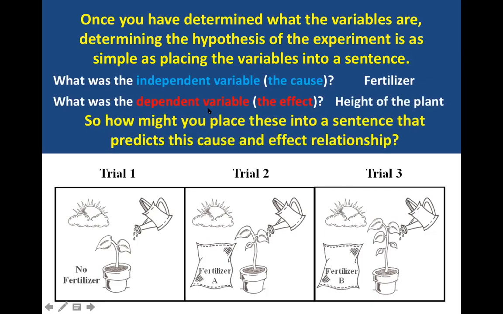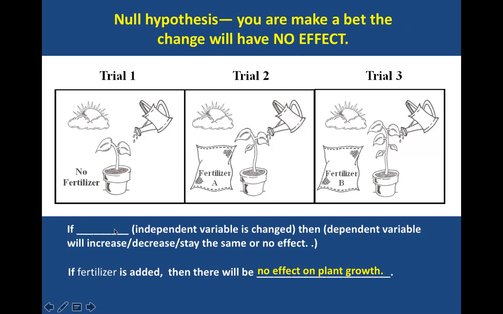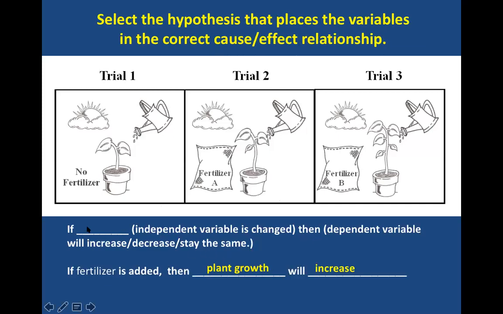So the independent variable, how would you put these in a cause and effect relationship? Okay, fertilizer and height of the plant. What is their relationship? If you increase the fertilizer, then what will happen to the height of the plant? If fertilizer is increased, then the dependent variable, plant growth, will increase, right?